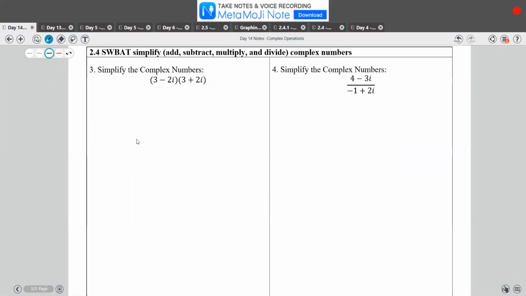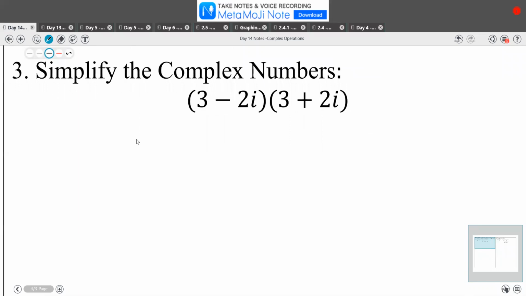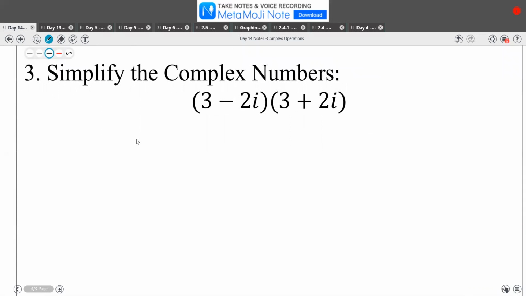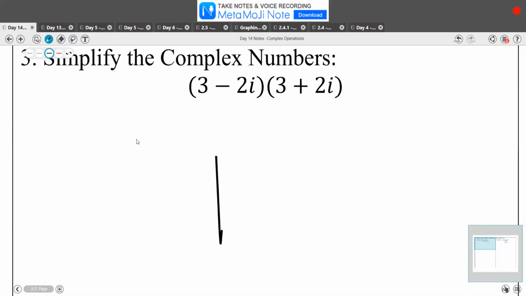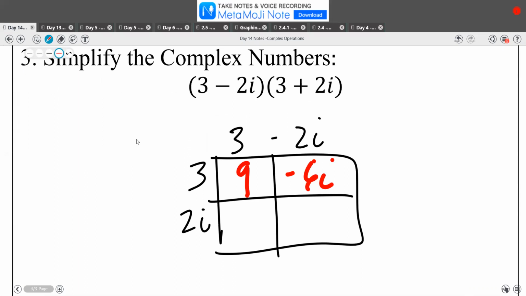Again, we're still going to be multiplying. So simplifying the complex solution, remember that we're still multiplying, but now we have binomials. And how do we multiply binomials? We use the box method. So that would be 3 minus 2i and 3 plus 2i. And let's just go ahead and multiply. So that would be 3 times 3, which is 9. 3 times 2i, which is negative 6i. 3 times 2i, which is 6i.